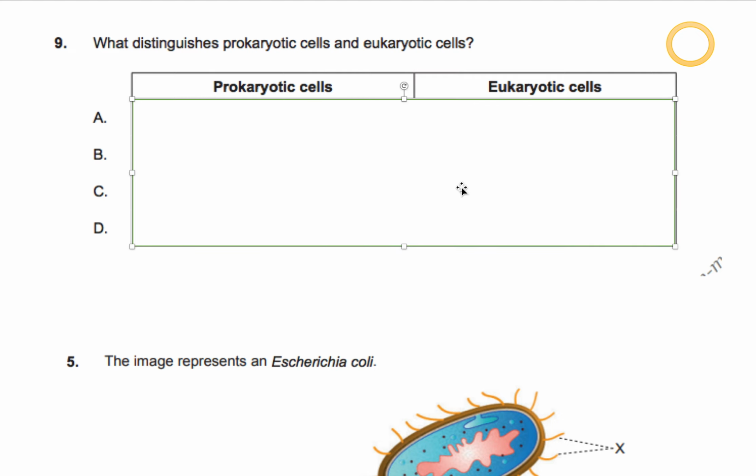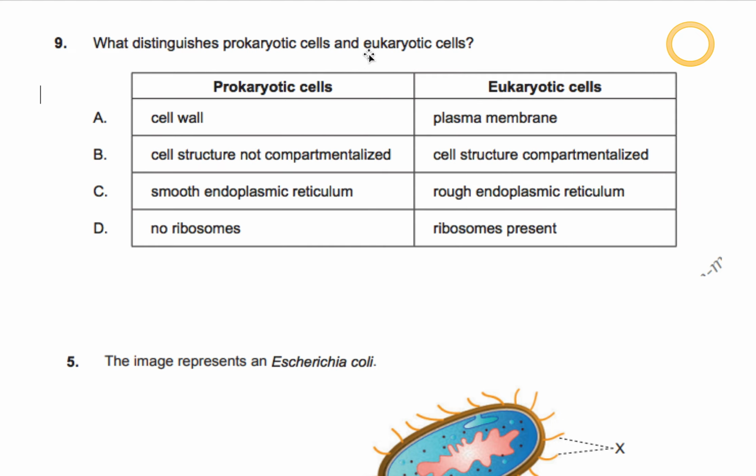First, I recommend you try the question by yourself because maybe you know it already. So let's get into it. And by the way, these are real past paper questions, so I screenshot them, so that's why the questions are in no real order. So what distinguishes prokaryotic cells and eukaryotic cells?